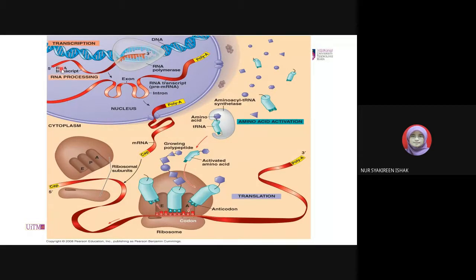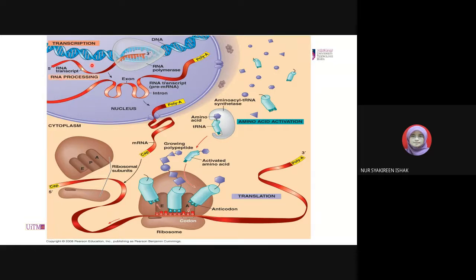Okay, so the mRNA is produced through the process of transcription. This is for eukaryotes, the eukaryotic cell. So it means that the mRNA produced now, we call it pre-mRNA. Pre-mRNA will undergo the process of RNA processing.